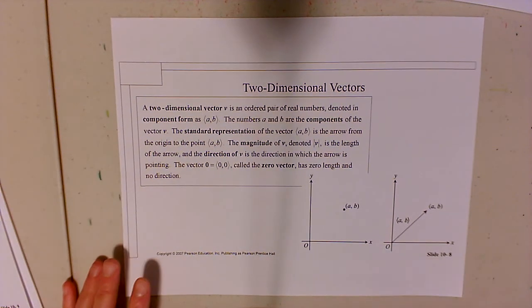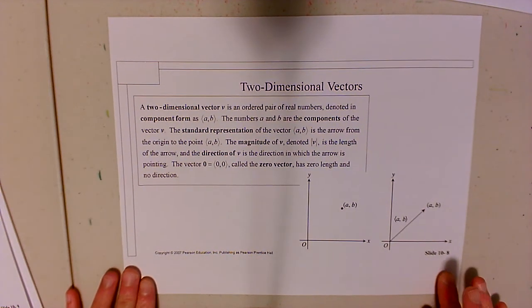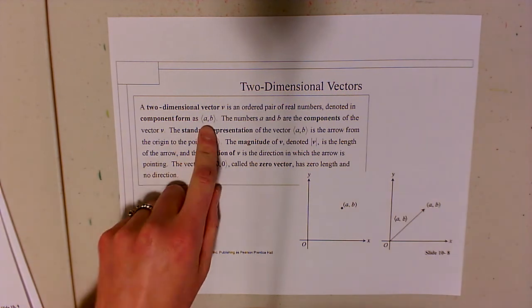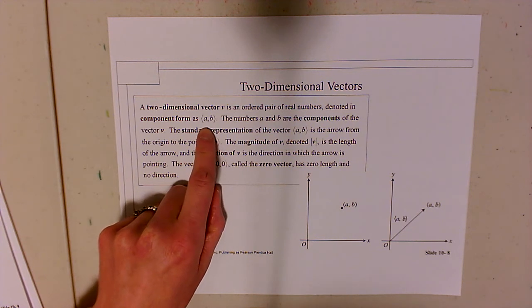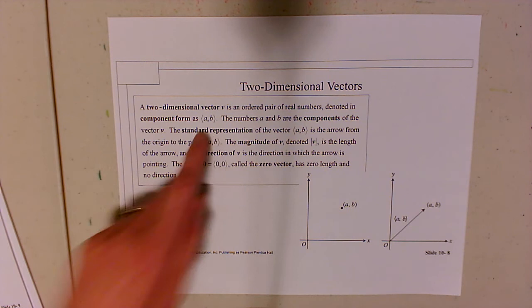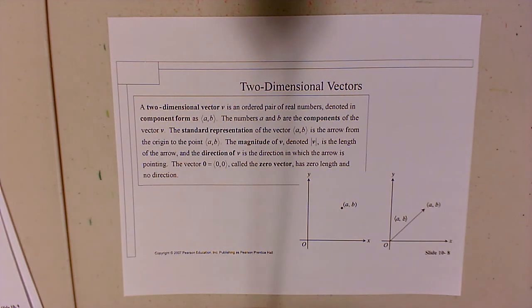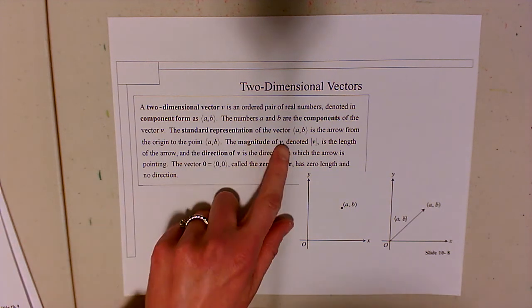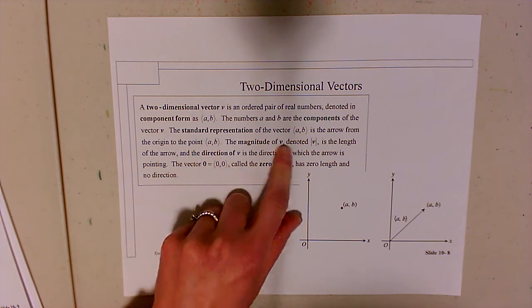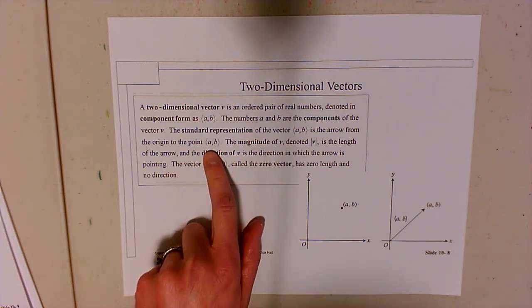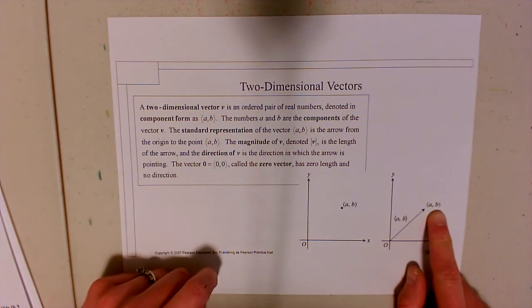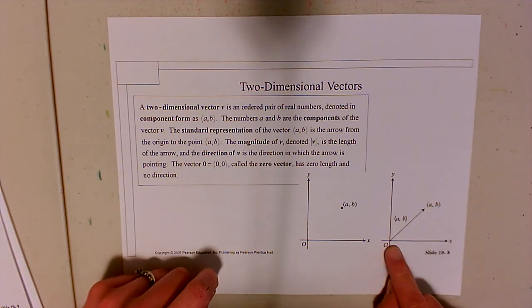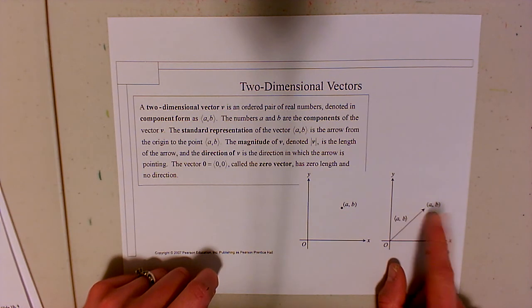So, two-dimensional vectors. A two-dimensional vector is an ordered pair of real numbers, and this is how we give its component form. We have our two coordinates with a comma in the middle, and then you have these little brackets that almost look like angled arrowheads on either end. So ⟨A, B⟩: the numbers A and B are the components of the vector V. The standard representation is the arrow from the origin to the point A, B. So what you have down here in this graph is vector ⟨A, B⟩, where we start at the origin and end at the point A, B.